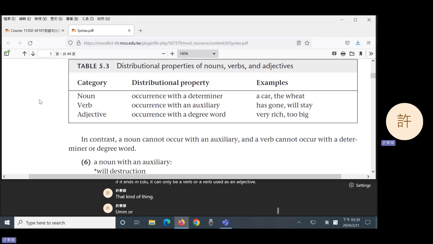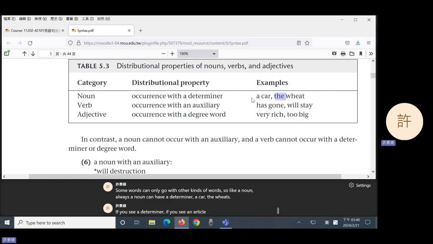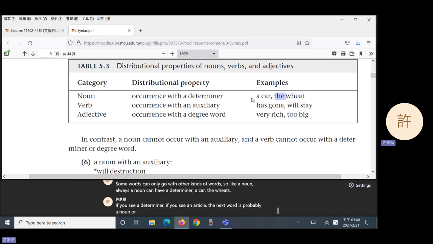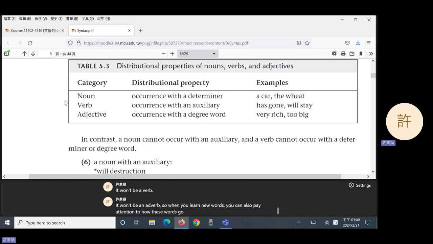Or you can use the idea of distribution. Some words can only go with other kinds of words. So like a noun, always a noun can have a determiner, a car, the wheat. If you see a determiner, if you see an article, the next word is probably a noun or an adjective. It won't be a verb, it won't be an adverb. So when you learn new words, you can also pay attention to how these words go together, the grammar that determines what goes with what.